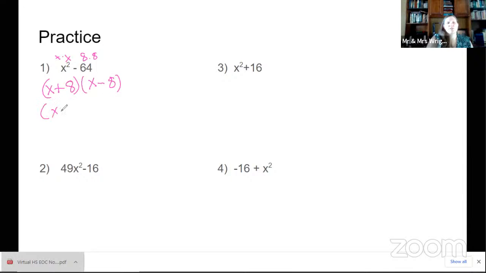Now again, you could have also written that as x minus 8 times x plus 8, and that still would have been the correct answer. So let's look at this one. X squared plus 16. Well, we already know what the square root of x squared is. It's x times x. 16 is 4 times 4. But I have a plus here. So I actually cannot factor this at all because it doesn't have that minus. This is already a prime. It's a prime polynomial, okay?